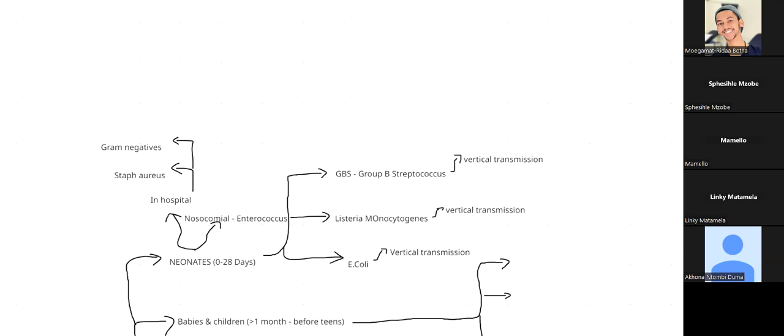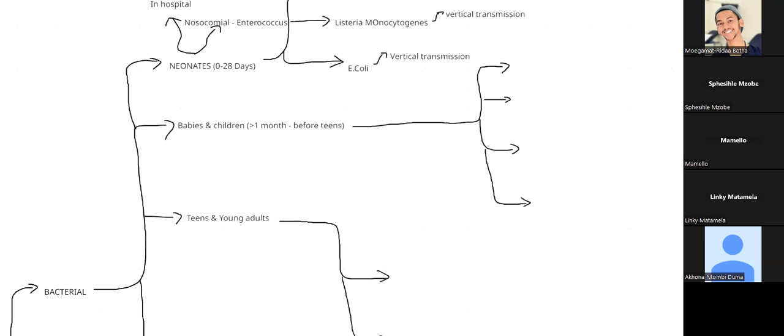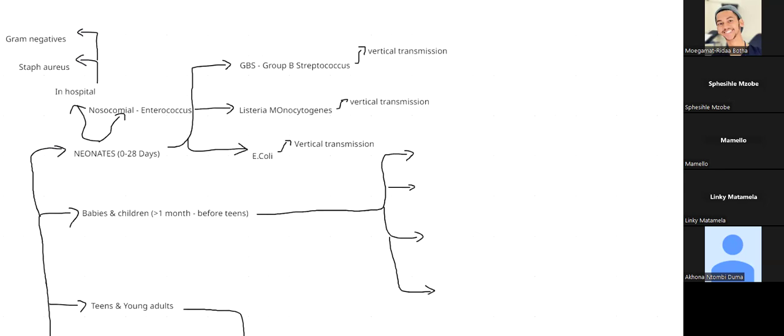Okay, now moving on to babies and children, so more than 1 month until just before the teens. What are the organisms involved? We start with the main organism, and that is Streptococcus pneumoniae.